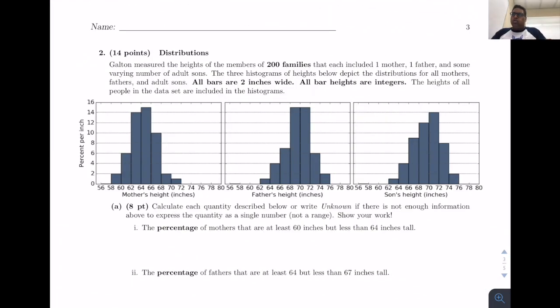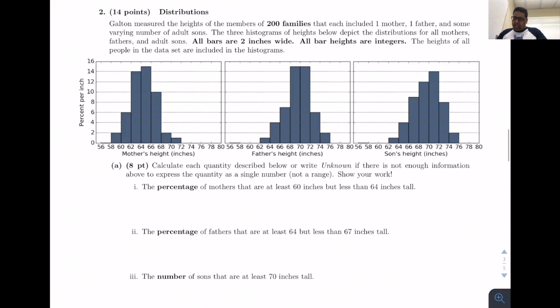Okay, now we're moving on to question 2, the histogram question. So we get this histogram of mother's heights, father's heights, and son's heights. And then the question asks us to use our histogram knowledge to calculate certain values. Right, so the first question asks us, what is the percentage of mothers that are at least 60 inches but are less than 64 inches tall, right?